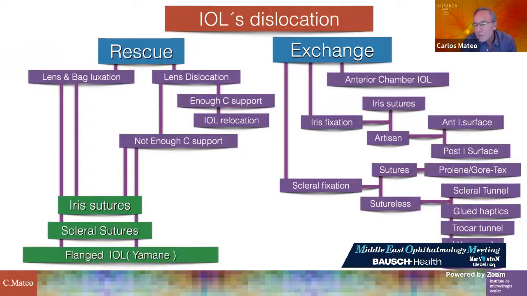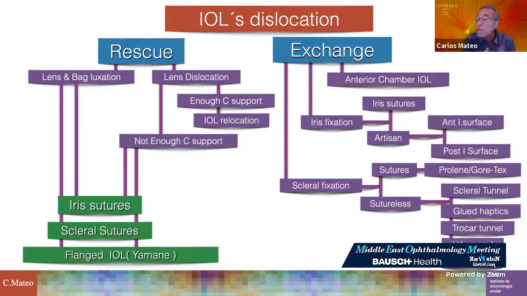When you face a patient with a dislocated IOL, you have two main ways to deal with it. One is to rescue the same lens the patient has, or to exchange. My colleagues are experts and they are going to speak about exchange, and there are so many possibilities. You have anterior chamber IOLs, iris fixation with sutures, without sutures, scleral fixation with sutures, sutureless, with special lenses, Carlevale lens, etc. But I'm going to speak about rescuing lenses.